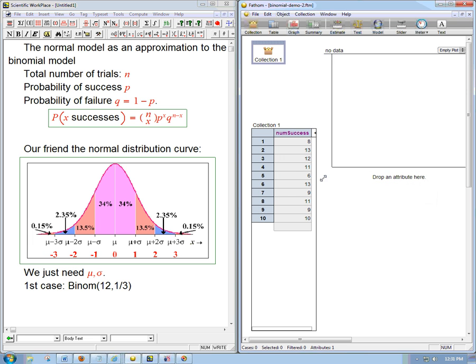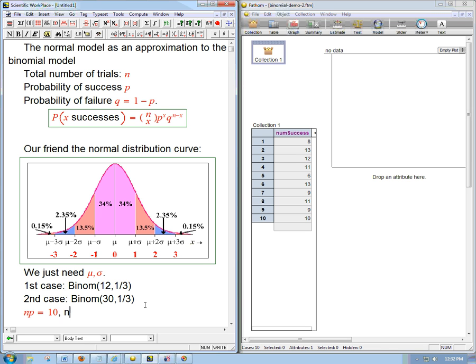Let's just do 10 cases to start with. Okay, so this one, the second case, this is the binomial model with 30 and 1/3. Now notice this is where NP is exactly equal to 10. 30 times 1/3 is equal to 10.